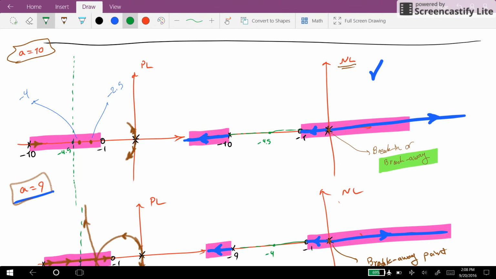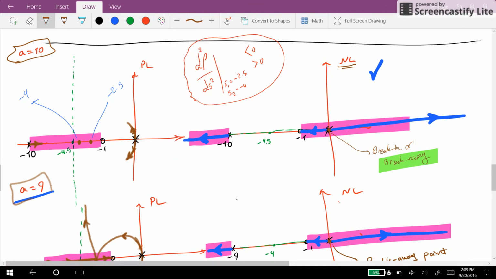So which one is a break-in or breakaway point? One way is to refer to the second derivative of rho with respect to s and evaluate it at s equal to -2.5 and s equal to -4, and then determine the sign of the expression, whether it's bigger than 0 or smaller than 0. However, I may let you try this. Just find the second derivative of rho with respect to s by setting a equal to 10 and determine the sign. But here I can say that the first point at -2.5 will be a break-in point, and the one at -4 will be a breakaway point.